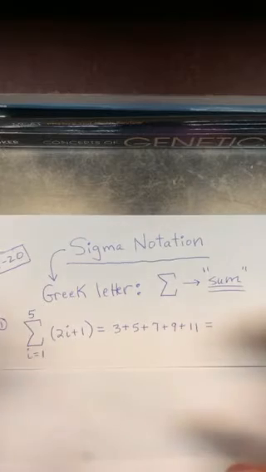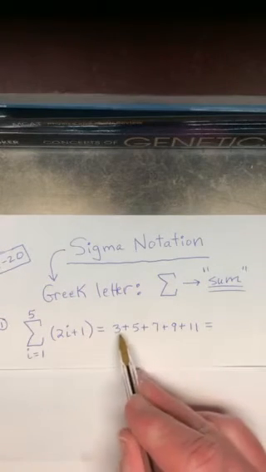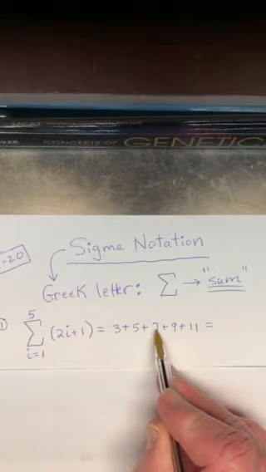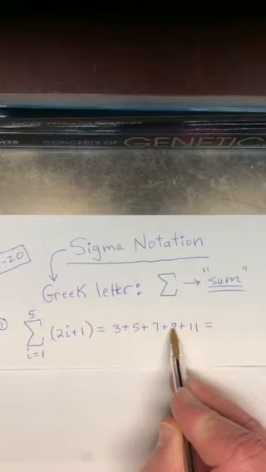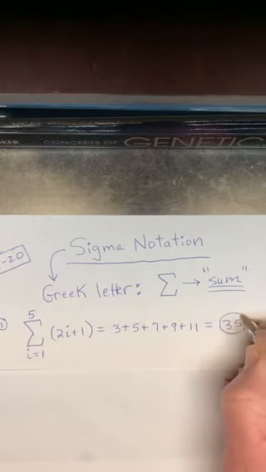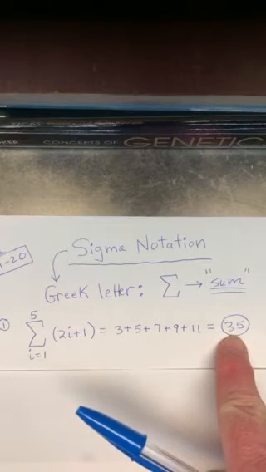And now when I sum these numbers together, I don't think we need a calculator. 3 plus 5 is what? 8 plus 7 is 15. Plus 9 is 24. Plus 11. Oh my gosh, the answer to that crazy looking problem is 35.